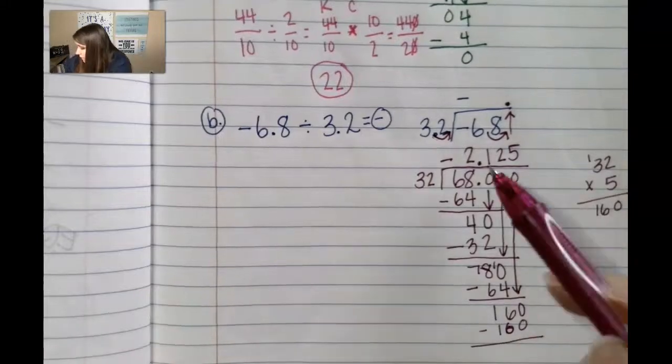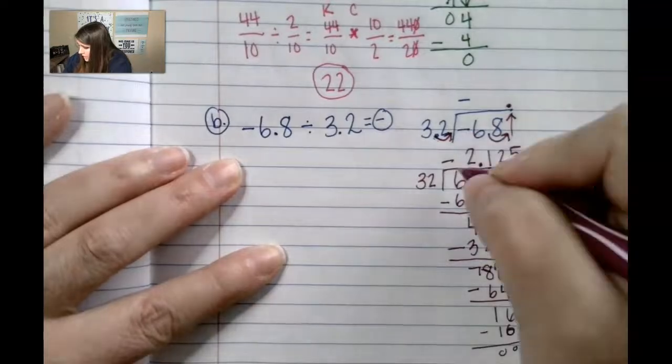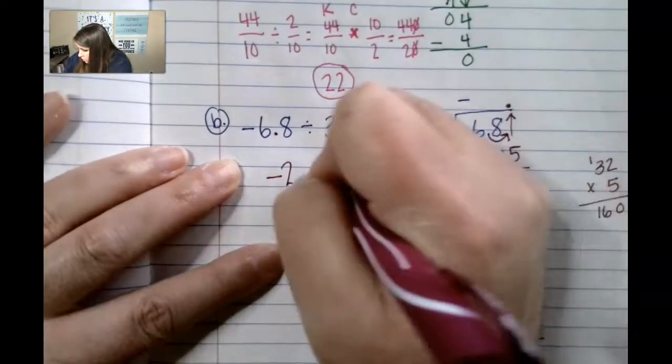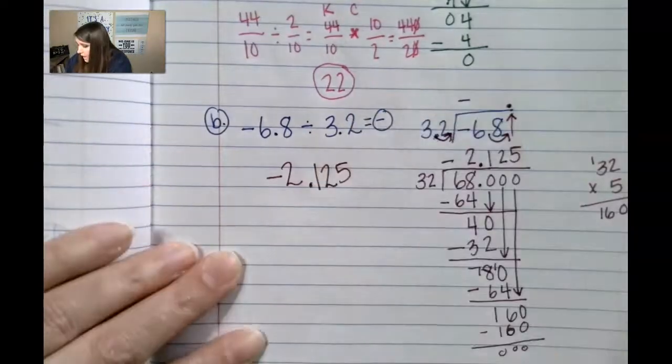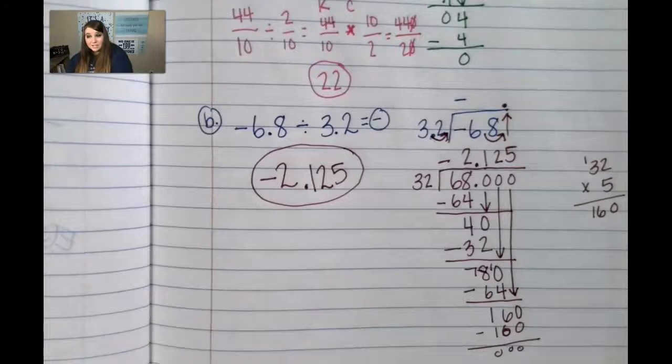So this problem here, my final answer is negative 2 and 1.125. That's a long problem and a lot of division to make that disappear.